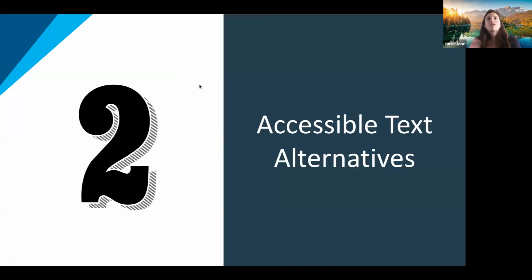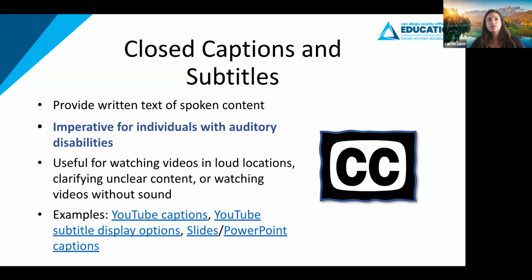All right. Let's move on to accessible text alternatives. In the WCAG, the Web Content Accessibility Guidelines, it does recommend that for different accessibility, you have text alternatives to things like videos and also to images. And that's really useful, especially for individuals with auditory disabilities. Captions can come in handy also and alt text can come in handy for people with visual disabilities.